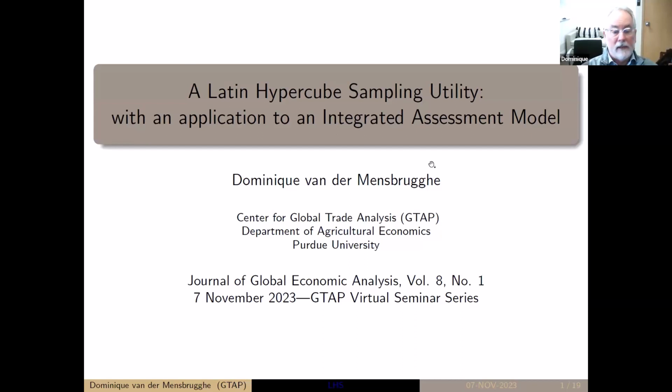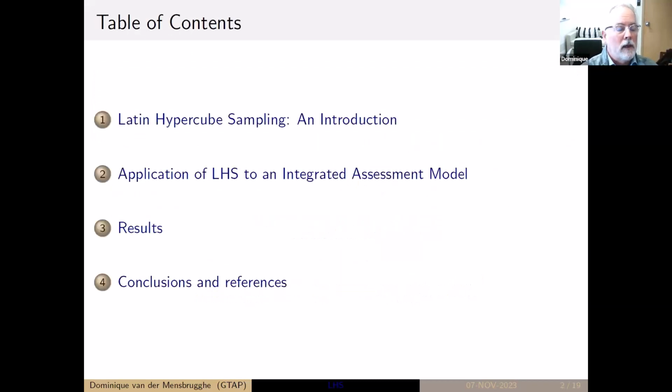There are 4 parts to this presentation. I'm going to first introduce what Latin Hypercube sampling is, the strategy for this type of sampling. Then I'm going to show an application to a specific integrated assessment model, but really this strategy can be used for sampling any set of uncertain parameters. I'll show a few of the results from the integrated assessment model, and then I'll conclude.